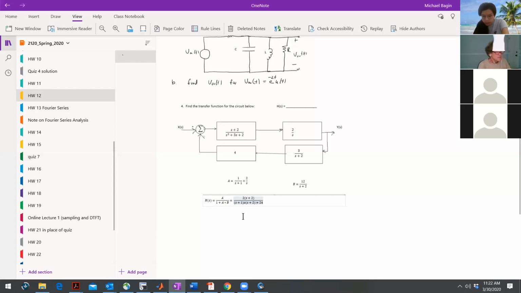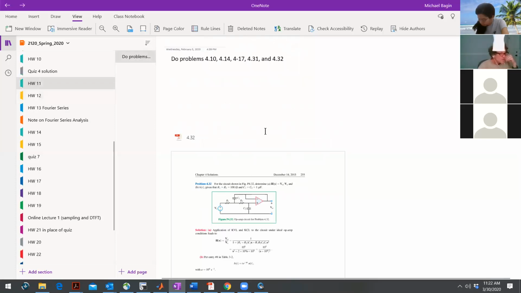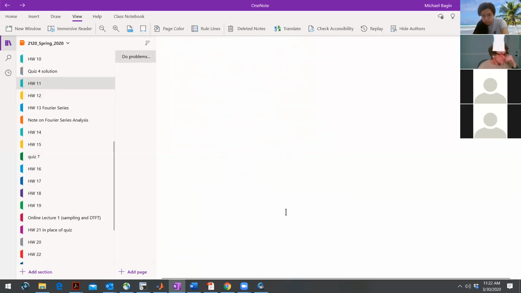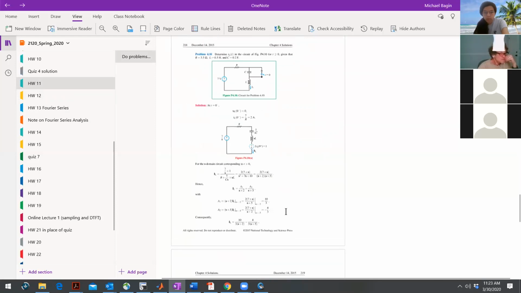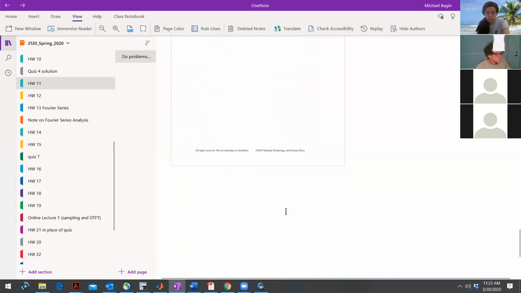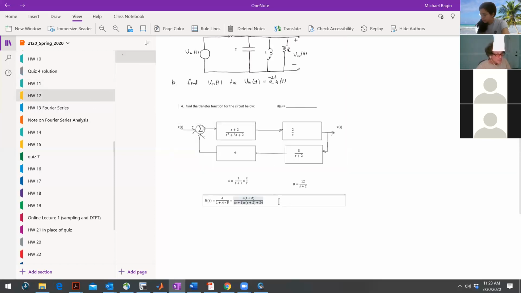Right. And then you can go ahead and multiply it out if you want, but you're going to have S. Oh, boy. Sorry about that. Where'd it go? I think it sent you up a tab. It should be in homework 12.